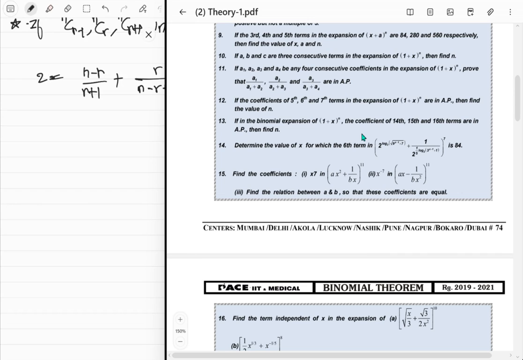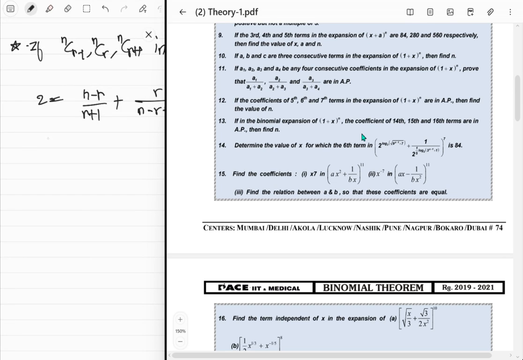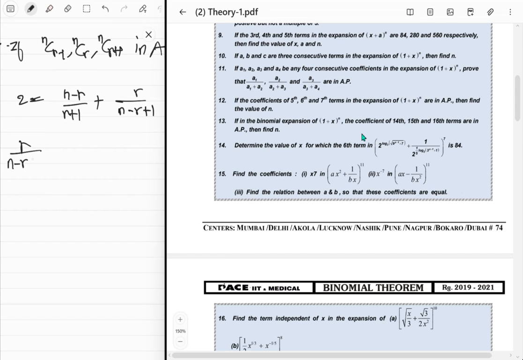Yes, that should be good, I guess. What if it was like R plus 1 or something? No, just do it, right? This will be R upon N minus R plus 1, plus this minus 2 times of that, so it's supposed to be N minus of 2R, sorry, 3R minus 2 upon R plus 1 is equal to 0.